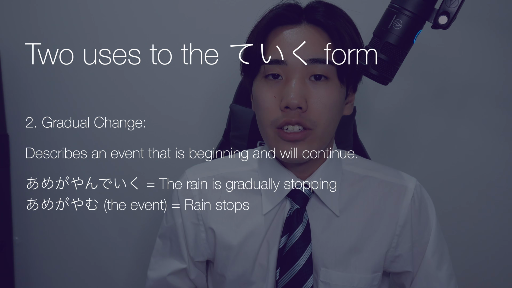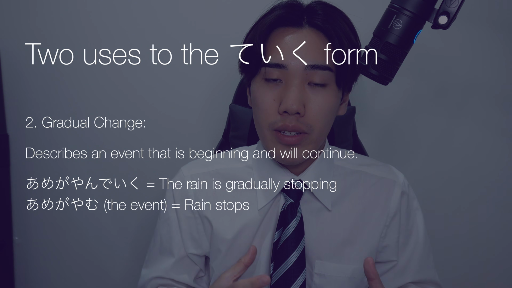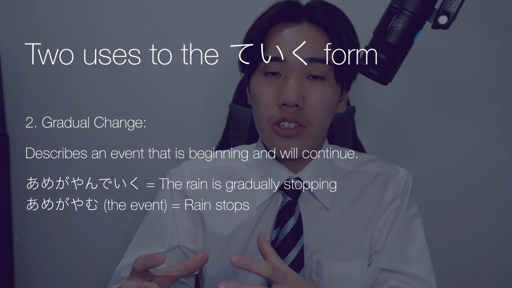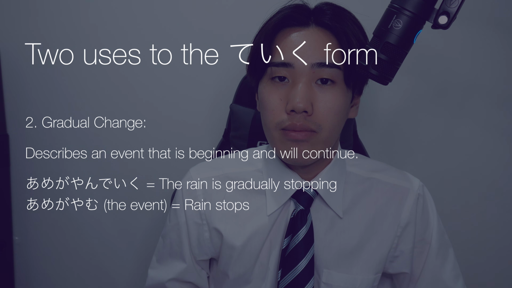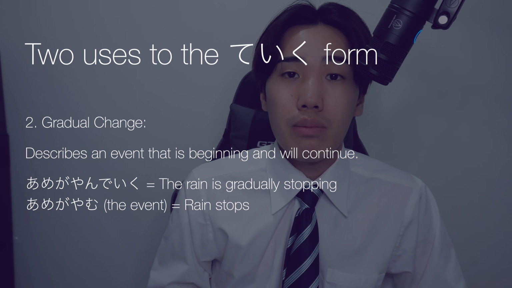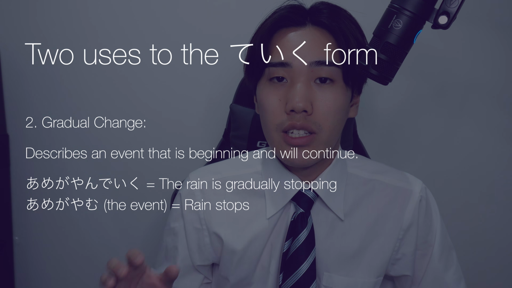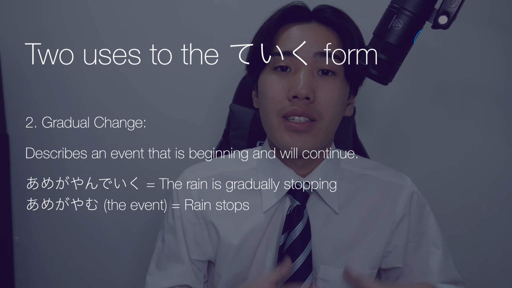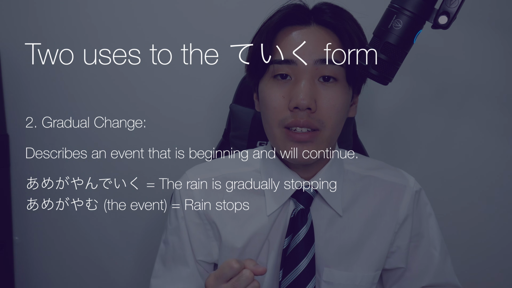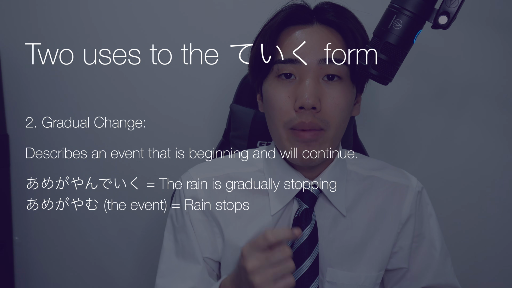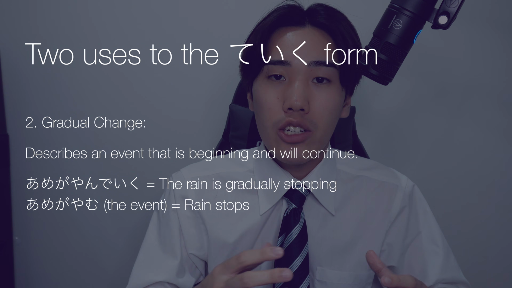And the second use of ていく is when an event happens and it gradually changes. So for example, if I say 雨が止んでいく, this means the rain is gradually stopping. In this case, the event is 雨が止む, which means the rain stops. But by adding the ていく form, 雨が止んでいく, it basically implies that it is gradually stopping.